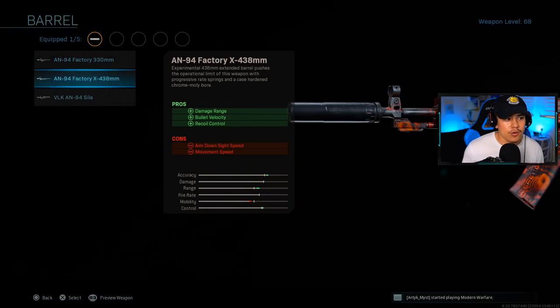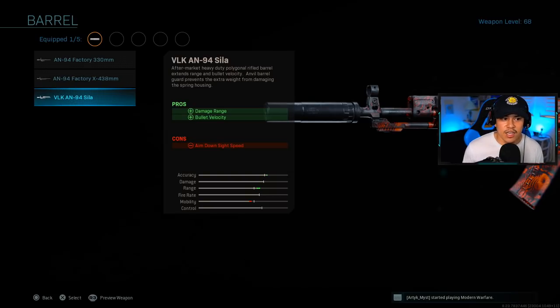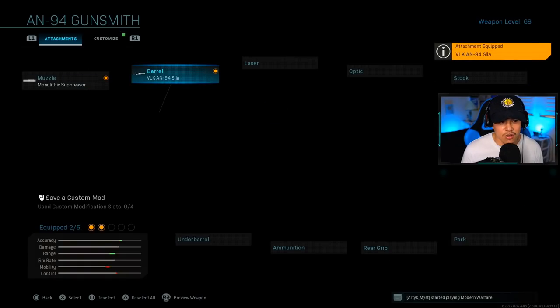Now for the barrel, we're going to be using the VLK AN-94 Sela. Now this one is only going to give us that damage range and bullet velocity, which are still equally important. Unfortunately, it does give us a con of aim down sight speed, but it's not too much of a penalty, and we'll be mitigating those negatives anyway.